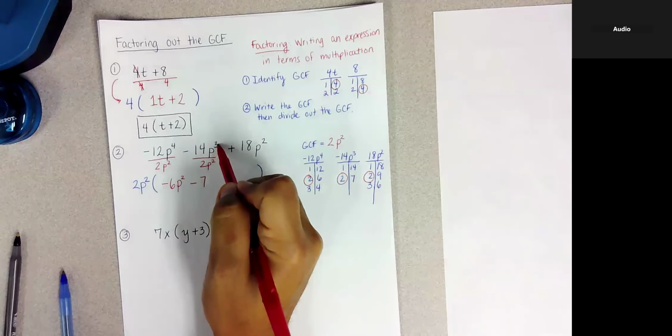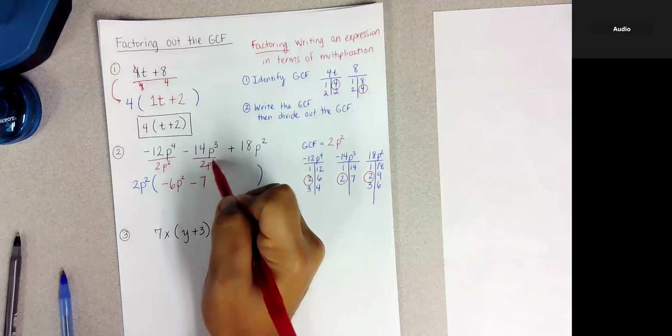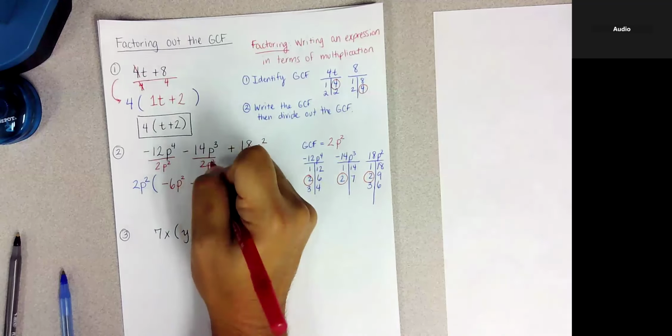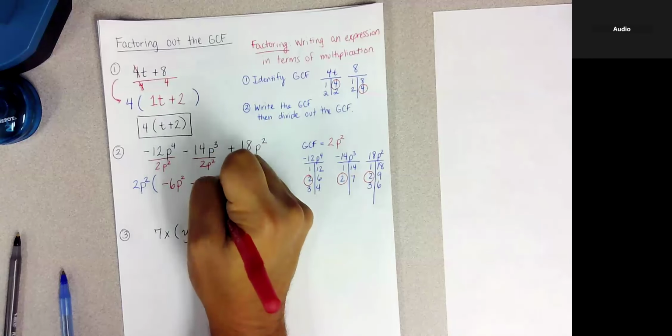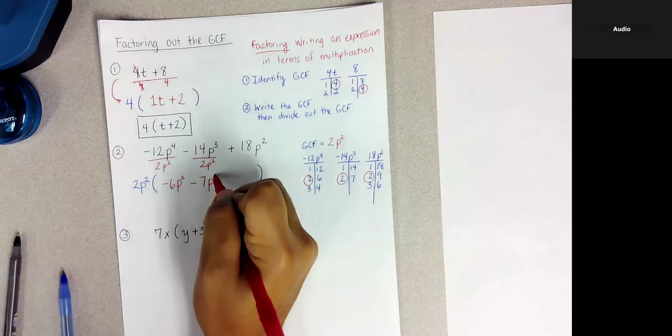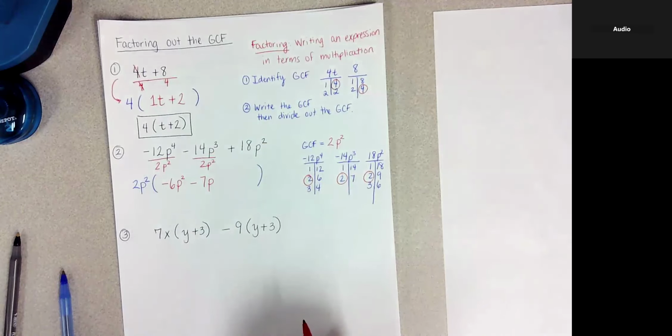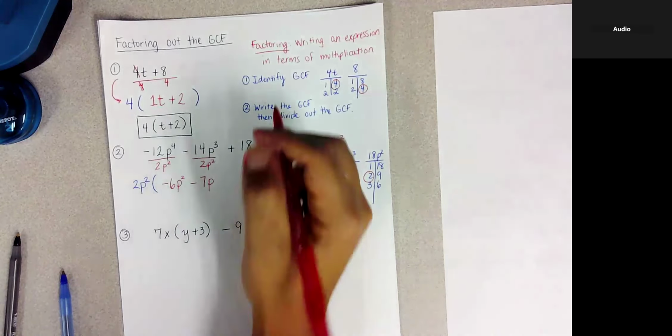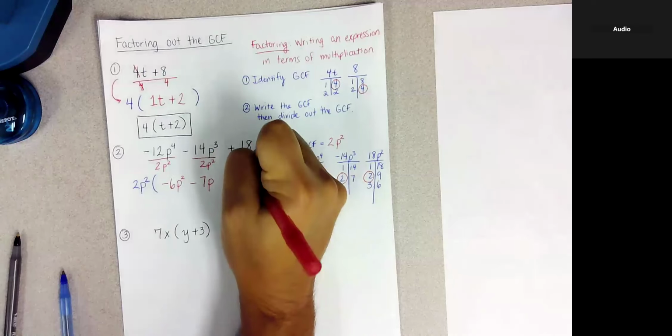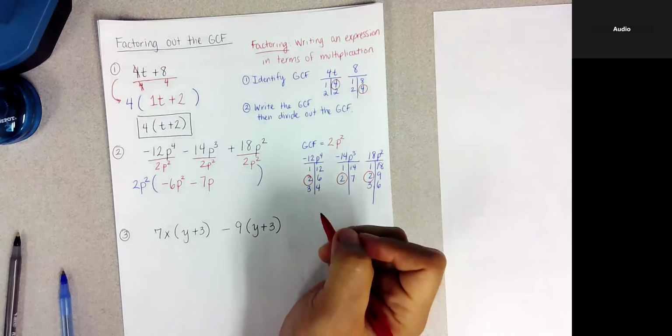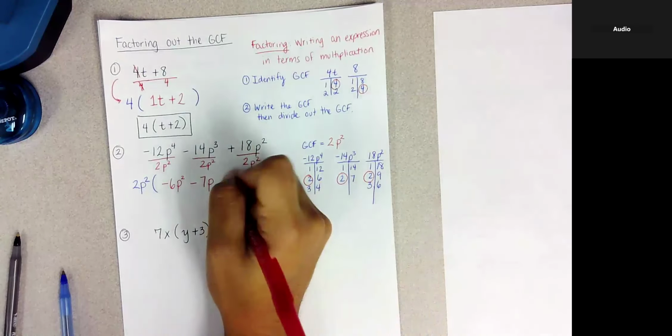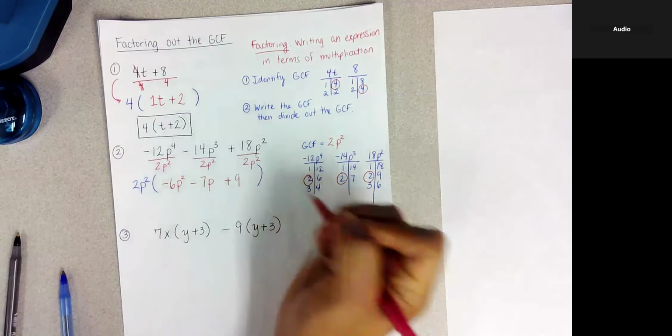P to the 3rd power, you have 3 p's here. And we're dividing that by p squared. So we're dividing out or taking away 2 of those p's. So 3 take away 2 is going to be p to the 1 power, but we don't have to show that 1 power. Okay. Divide this 18 by 2p squared. And then we know that 18 divided by 2 should give us a positive 9.